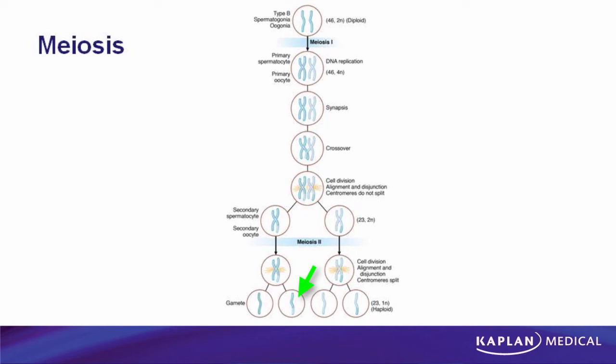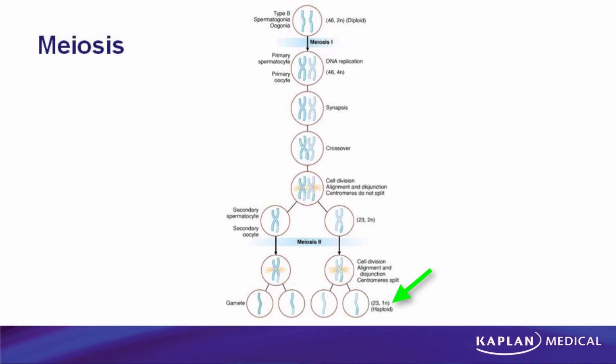So each chromosome now has half as much DNA as it did before. And each nucleus now has 23 chromosomes, just like it did here, but only one strand, so half as much DNA. So that would be a 23 chromosome 1N cell, or a haploid cell. And the cells containing those nuclei are the definitive gametes, either the sperm or the ova.